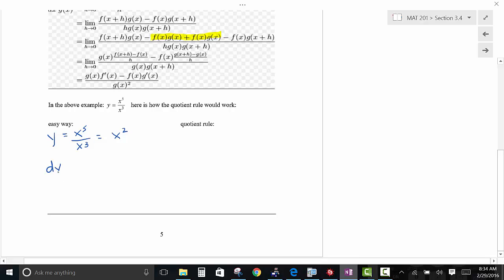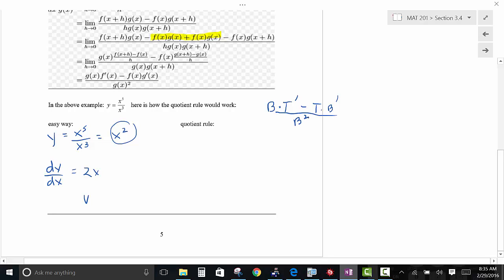Okay, this is the easy way to do this problem. What is the derivative of x to the second? 2x. That's the answer without a doubt. Now the quotient rule, the way I remember it, is like this: bottom times derivative of top minus top times derivative of bottom, over bottom squared.